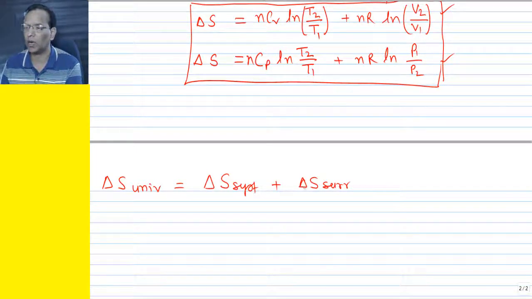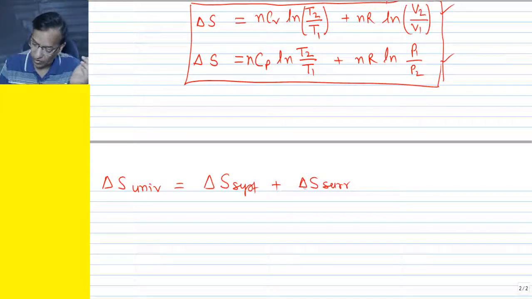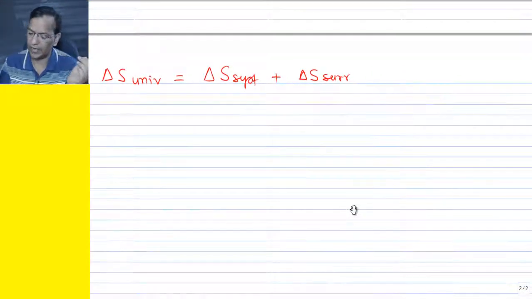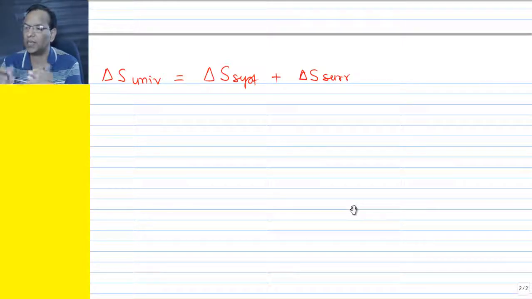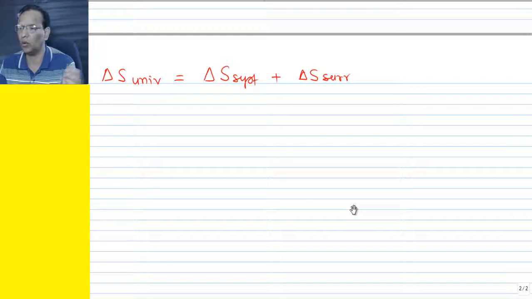Why do we want to know delta S universe? Because according to the second law of thermodynamics, a spontaneous process leads to an increase in entropy of the universe. So if we can determine the delta S universe for a process, we can predict whether the process will be spontaneous or non-spontaneous. Now, how to know delta S universe? Delta S system can be determined as we derived the expression. What about delta S surrounding?